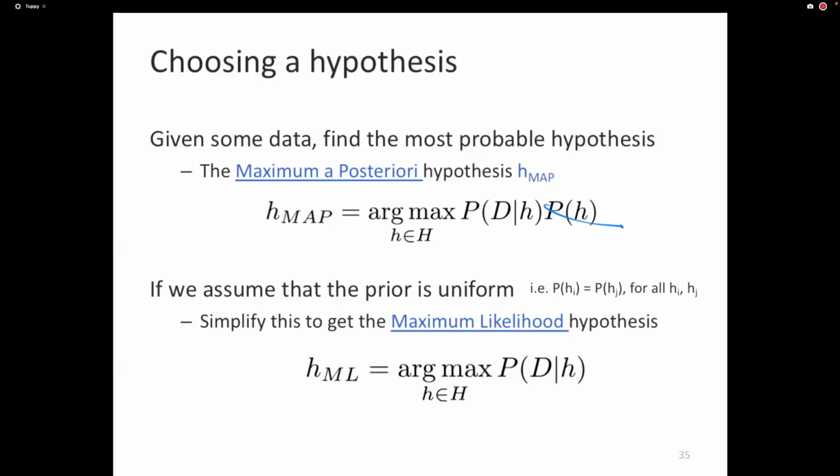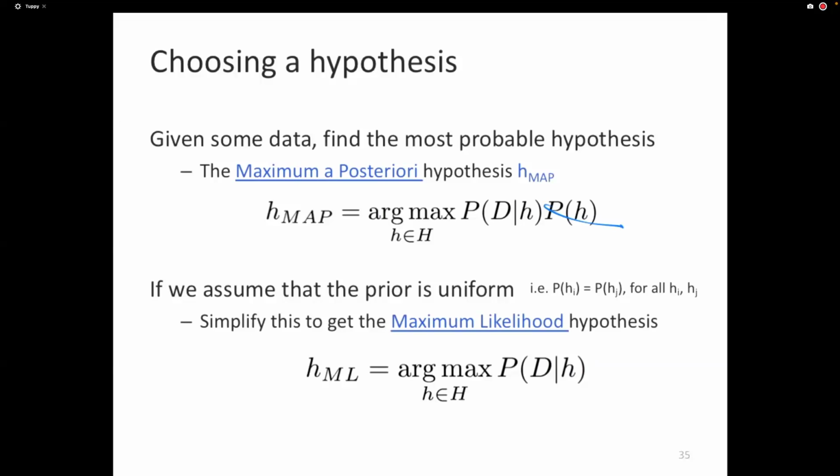This simplification is called the maximum likelihood criterion, and usually it's abbreviated as ML. ML is a terrible abbreviation in a machine learning class, but that's what we have. So the maximum likelihood hypothesis is nothing but the hypothesis that maximizes the probability of the data given the hypothesis. In other words, it maximizes the likelihood.